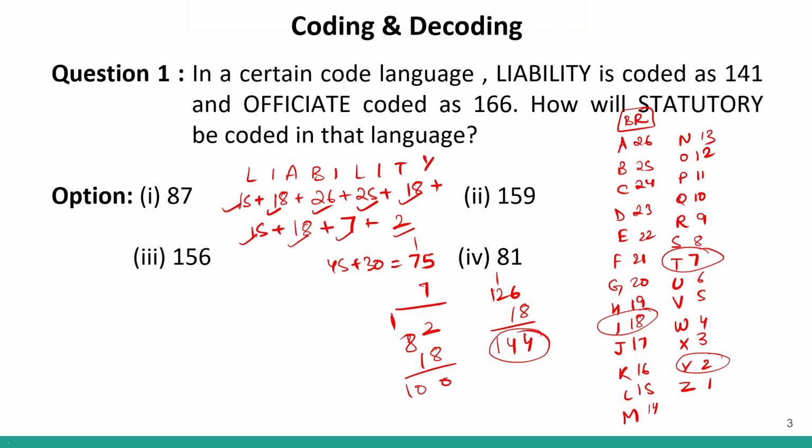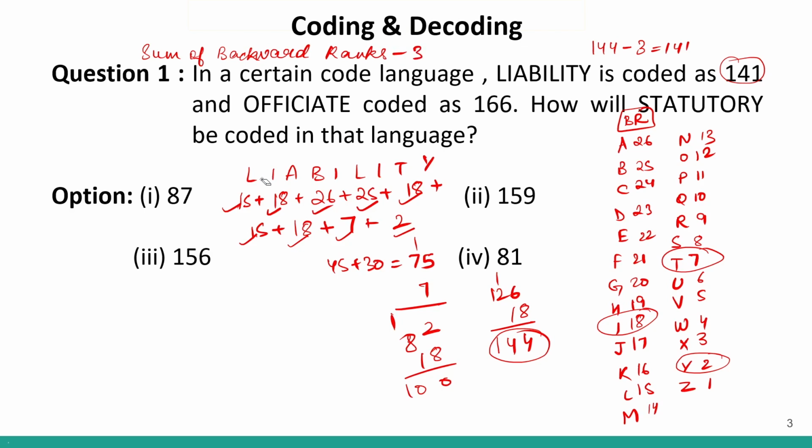Now if you look over here, 141 is very close to 144, right? So basically it is 144 minus 3. Correct? Sum of backward ranks minus 3.